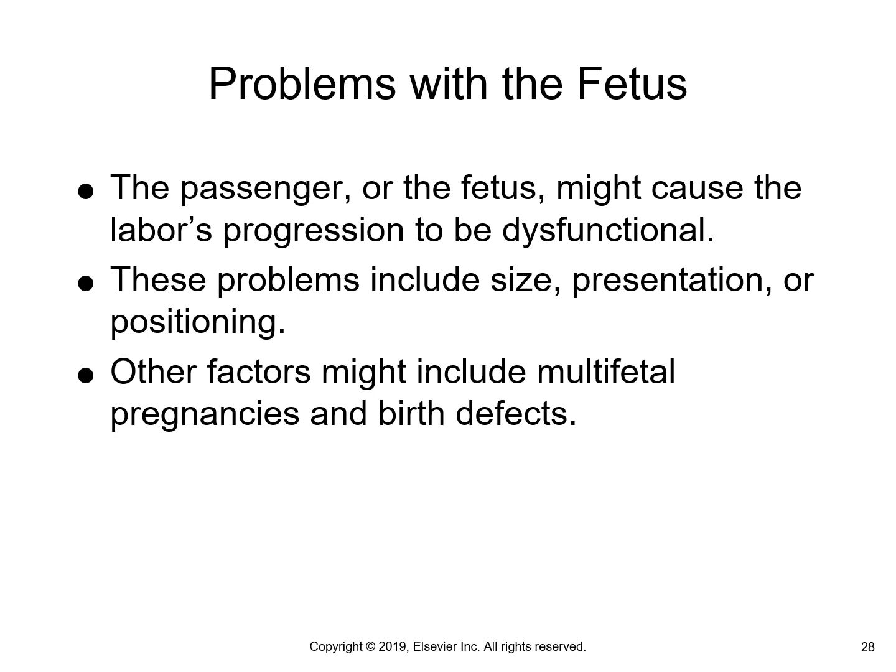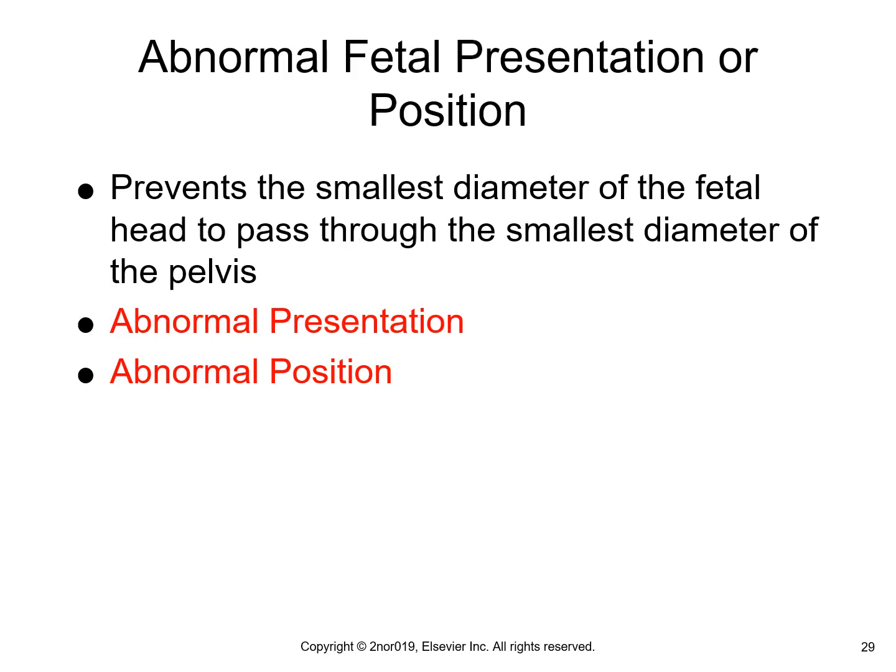Problems with the fetus itself, the passenger, right? The passenger, or the fetus, might cause the labor's progression to be dysfunctional. Why? There are some reasons that can contribute to this. You have the size of the fetus, maybe too big, right? The presentation or the positioning of the fetus. Other factors might include multifetal pregnancies and some birth defects. Abnormal fetal presentation or position.